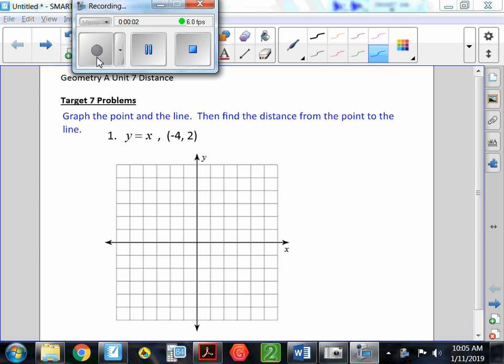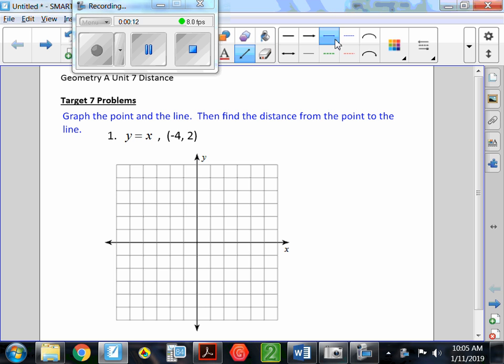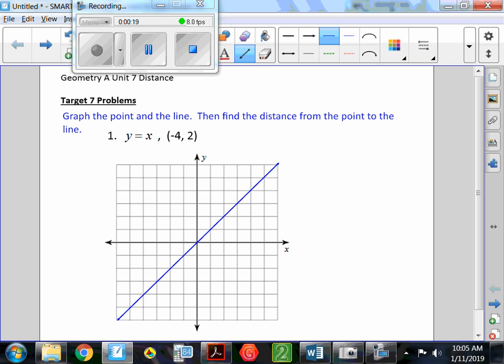Okay, Unit 7, Target 7 worksheet homework problems is number 1. Graph the point and the line and find the distance from the point to the line. So we're going to start by graphing the line y equals x. Y equals x has a slope of 1 and a y-intercept of 0. So there's the line y equals x.